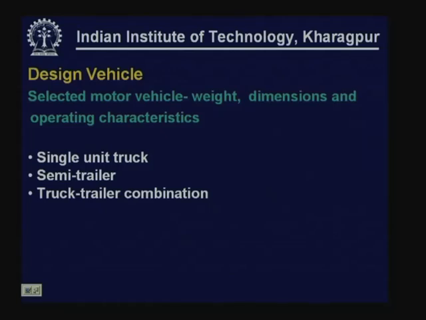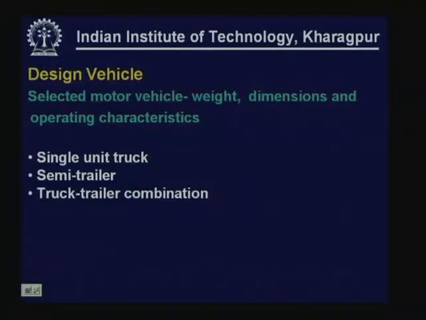Design vehicles. Different vehicles have different weights, dimensions, and operating characteristics. So, it is understood that their requirements also will be different. Now, the question is, for which vehicle should the road system be designed? There, the concept of design vehicle is useful. The design vehicle is the selected motor vehicle, with weight, dimensions and operating characteristics, which is used to establish the design standard for the given road.